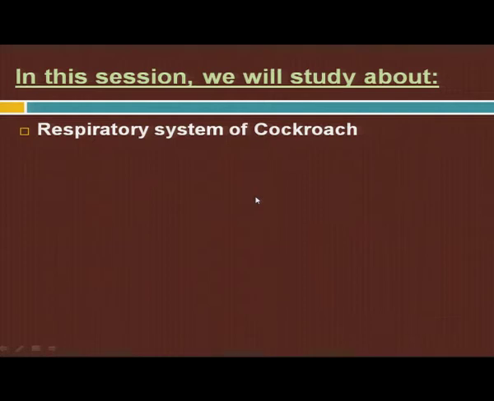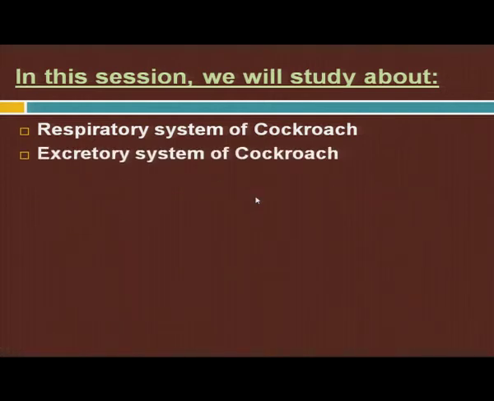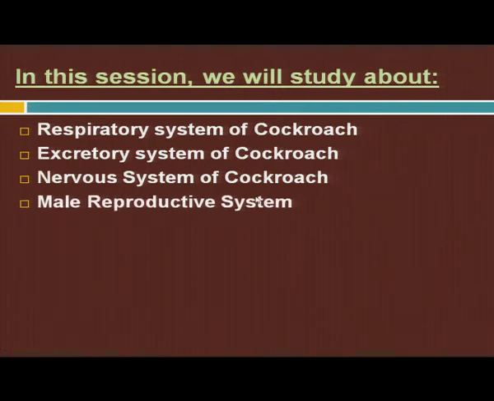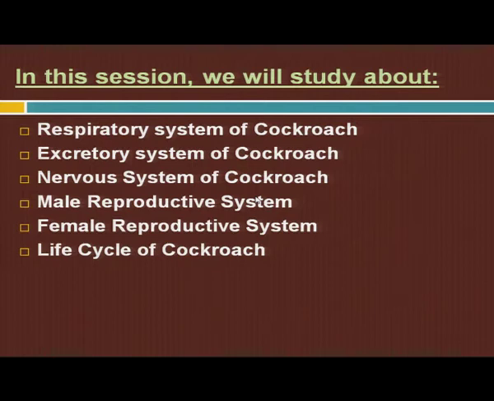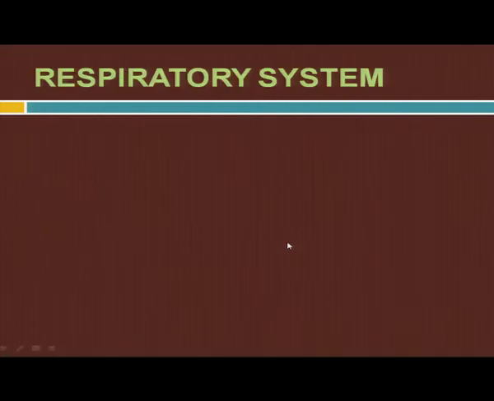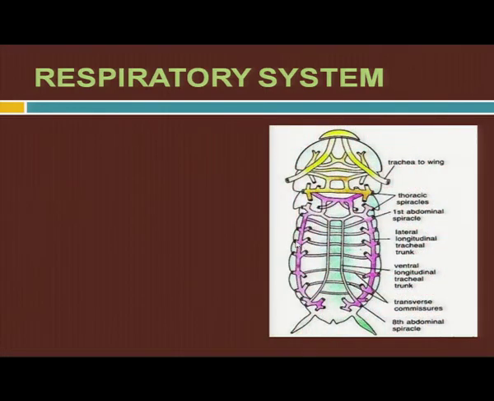In this session, we will study more about the morphology and anatomy of cockroach. The topics which we will cover today are respiratory system of cockroach, excretory system of cockroach, nervous system, the male reproductive system, female reproductive system, life cycle of cockroach, and we will see its utility if any, the economic importance aspect. So, let us begin with first the respiratory system.